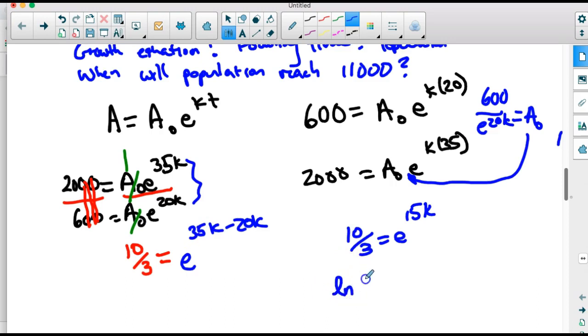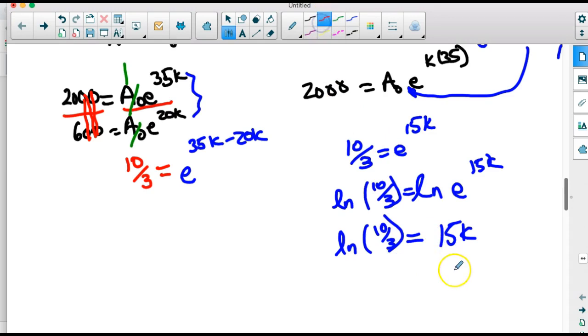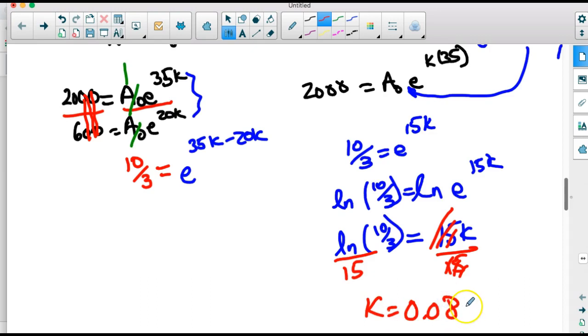So we're going to take the natural log. Going back to this, we're going to take the natural log of both sides here because we want to get rid of the e. We know that these are inverses, so that's just going to be 15k equals natural log of 10/3. And we just need to divide by 15 to get our answer here. Reduce this down, and this is going to be our answer for k. Typing it into my calculator, k is going to be 0.0803 rounded to 4 decimal places.